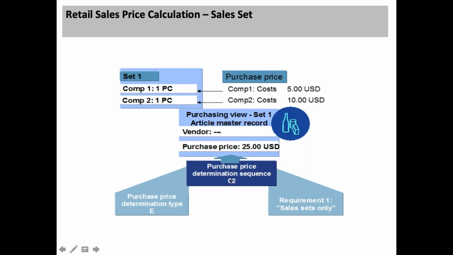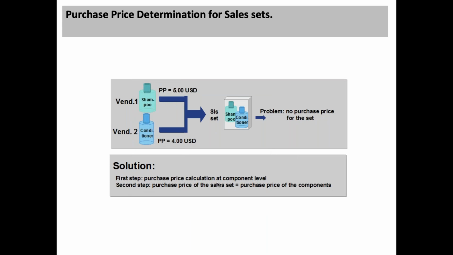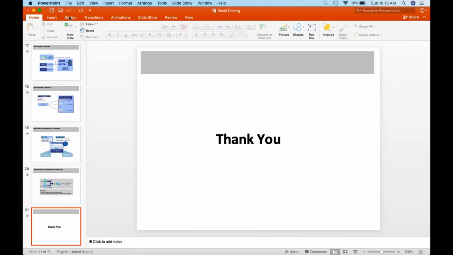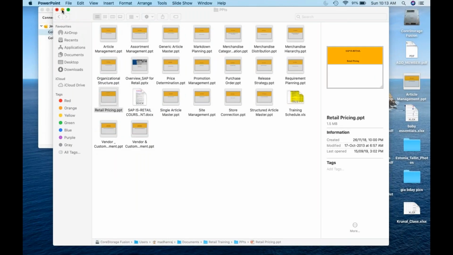Okay, this is what I said for sales set. A sales set is an article that is created at the store level, so you will not have a purchase site price. At that point in time, you have to use the purchase price determination type as E and requirement as 1. So when you want to create a sales price for a sales set, automatically when you give this purchase price determination sequence, the purchase price is picked up from the components of that sales set and summed up. Okay. So now we will see this in the system.